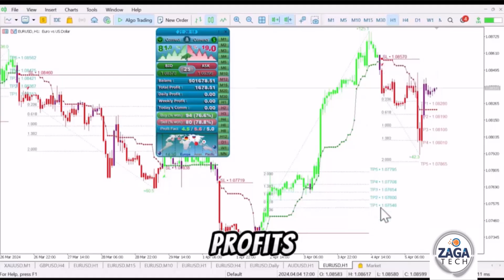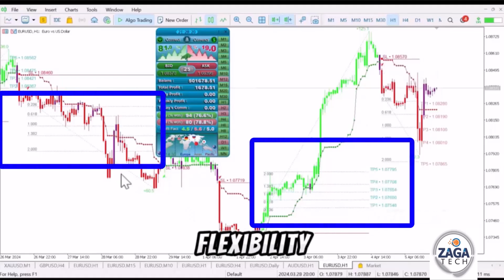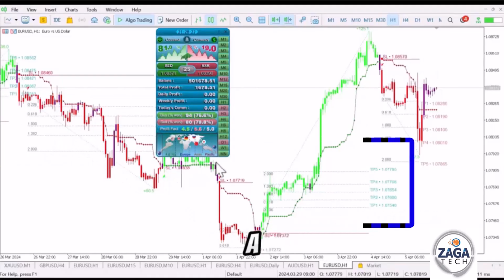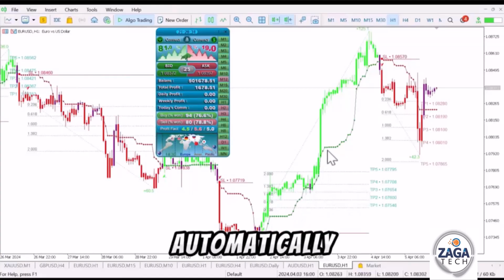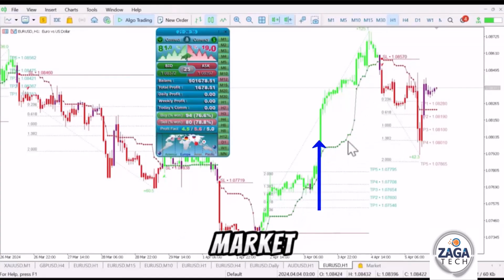10. Multiple take profits. Offers the flexibility to set multiple take profit levels for a single trade, allowing traders to secure profits at different price targets or scale out of positions gradually as the trade moves in their favor. 11. Trailing stop. Allows traders to automatically adjust their stop-loss levels as the market moves in their favor, helping to lock in profits while allowing for potential further gains.